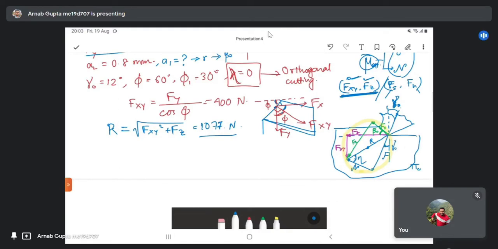If we do a few calculations, we will find that this particular angle is nothing but eta minus gamma naught. Since this angle is 90°, and this is 90 minus eta, this will be 90 minus 90 minus eta minus gamma naught. So that will give you eta minus gamma naught, the angle that R makes with Fz. So now we have to find out F, that is the friction force.